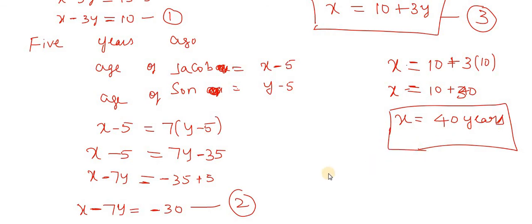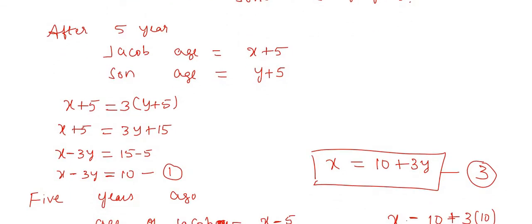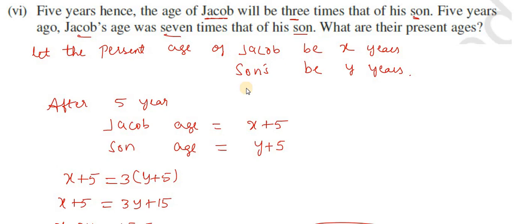I hope all of you understood this. So Jacob's present age is 40 years and his son's present age is 10 years. I hope all of you understood.